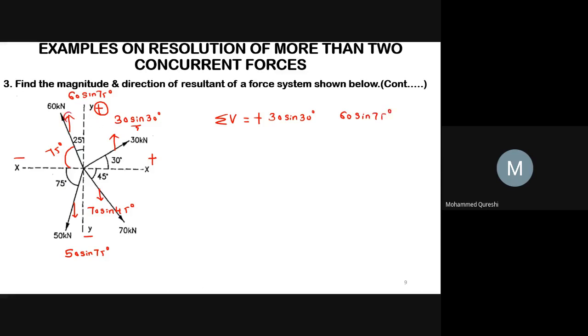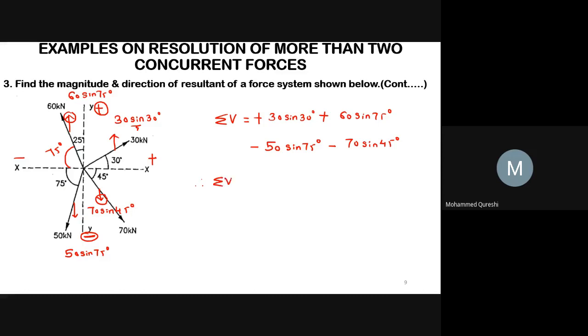It also goes upward and in second quadrant, hence in second quadrant our vertical component will be positive, so plus. Then our third component, 50 sine 75 degree, it is going downward, means it will be negative, so minus 50 sine 75. And lastly 70 sine 45 degree, it is also going downward, hence it will be negative, so minus 70 sine 45.